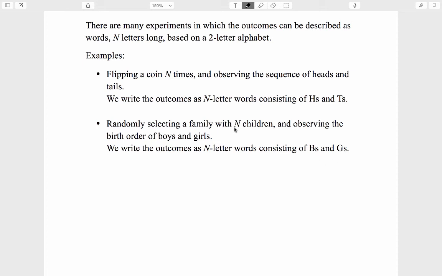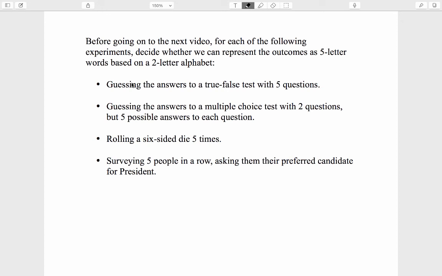If there are n children, and they are born one at a time, there are n stages in the process, and each stage has 2 possibilities. Here are the experiments. Guessing the answers to a true-false test with 5 questions. Guessing the answers to a multiple choice test with 2 questions, but 5 possible answers to each question. Rolling a 6-sided die 5 times. And finally, surveying 5 people in a row and asking them their preferred candidate for president.